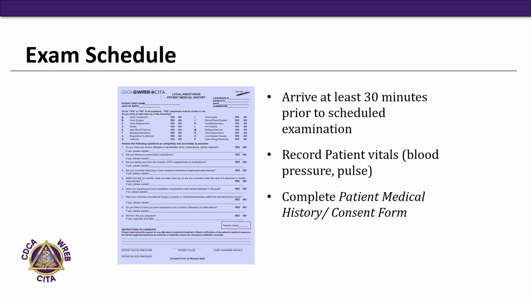Arrive at the exam site 30 minutes prior to your scheduled examination time. Take your patient's vitals and record their blood pressure and pulse on the patient medical history form. With exception of patient vitals, you may complete the medical history and consent form well in advance of the exam.